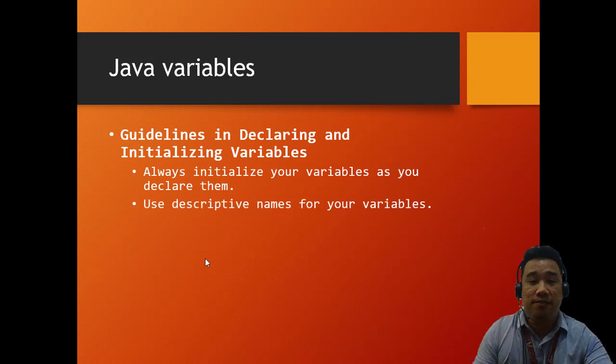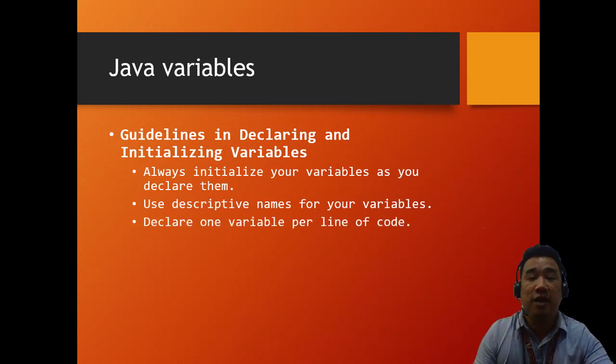Now, so use descriptive names for your variables, just like your class. Okay? Kumbaga, kung anong objective mo for that variable, yun yung i-name mo. Kung tamaan ka laba, i-shorten mo lang, nga maintindihan mo. Put comment. Okay? So, declare one variable per line of code.